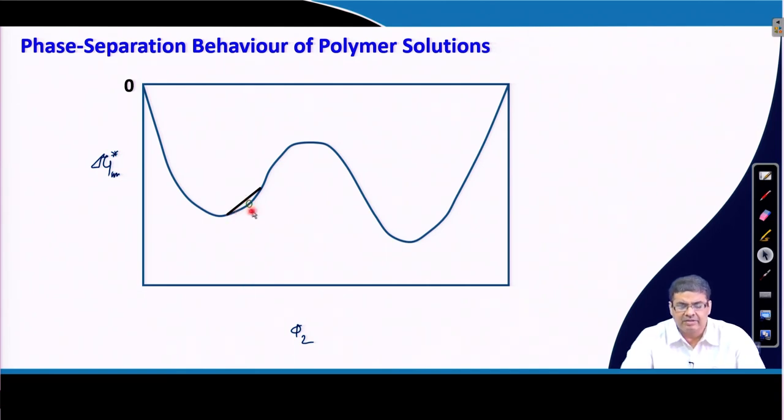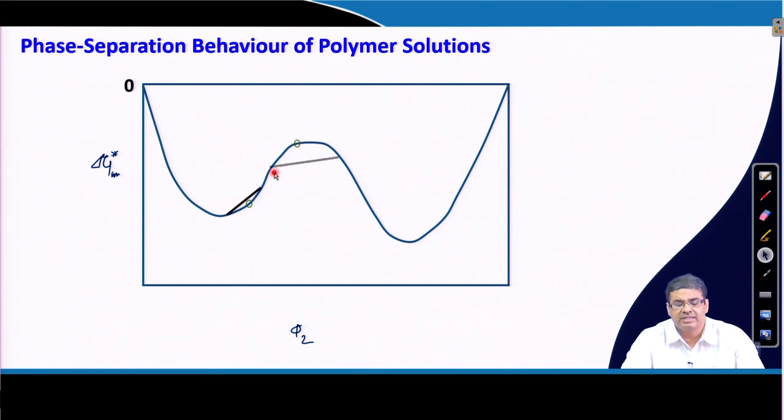Now, if this has to phase separate between, say, these two points, we can draw a tie line. From the same logic we gave in the last slide, we know that this is a stable composition, which means the polymer is soluble in the solvent for this particular composition, because the intersection between the tie line and the vertical line through this point will have a positive delta G mixing value.